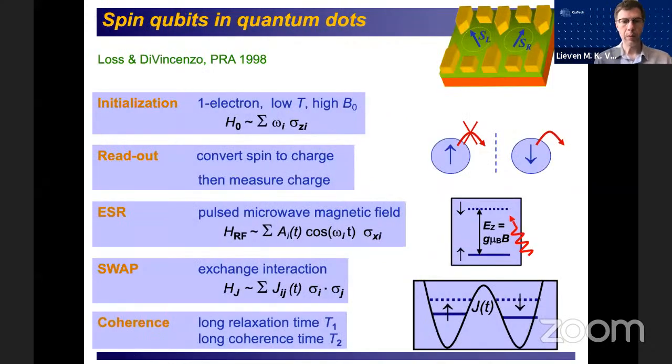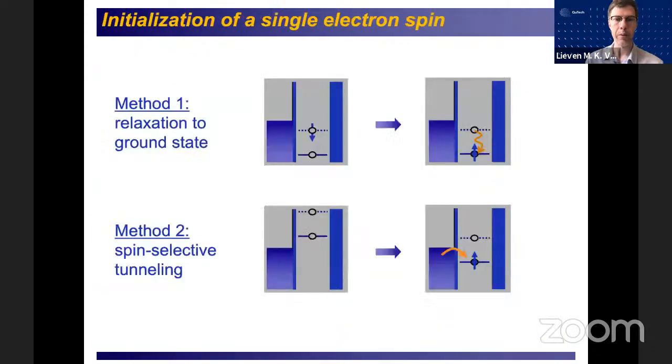Okay. So I will then take you through these steps. How do we initialize? There are two popular methods. The first one is no longer so popular because it's slow, but it's easy to imagine. If your thermal energy is several times smaller than the qubit splitting, you can just wait for the system to thermalize. I'll show you in a moment that the thermalization time, the T1, the relaxation time, can actually be really long, which is good for many things, but not for rapid initialization.